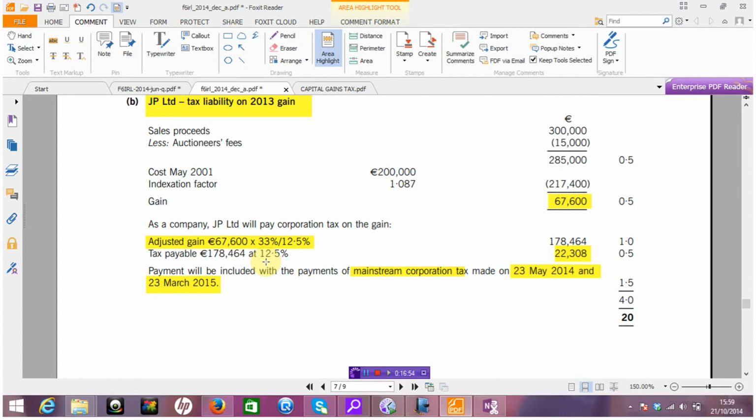So in effect what we have is an uplifted gain of 178,464, and then we simply apply 12.5%. So in effect the rate is 33% if you look at the multiples here. And in terms of the payment date, there are really two parts. We've been including payments with the main corporation tax, both in May 14 and also March 2015.